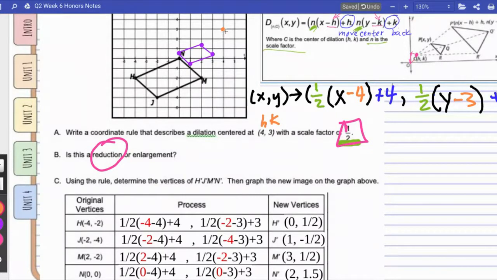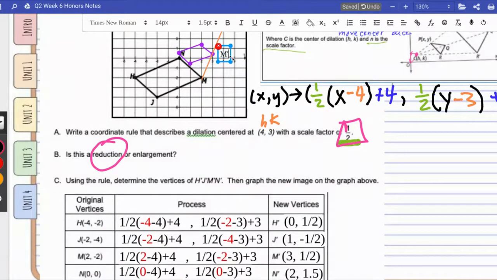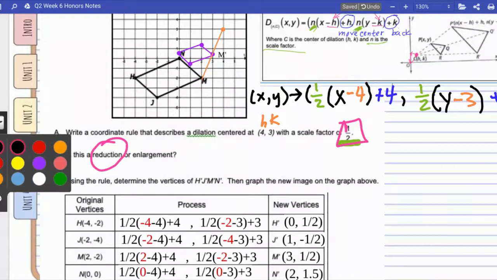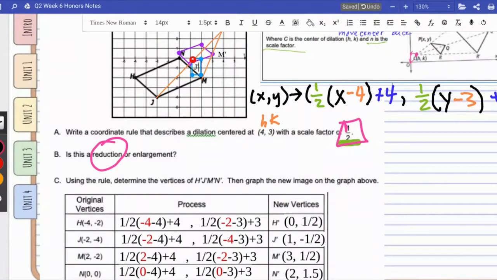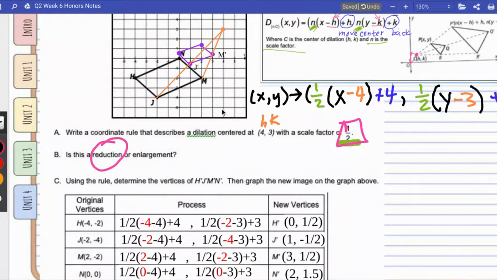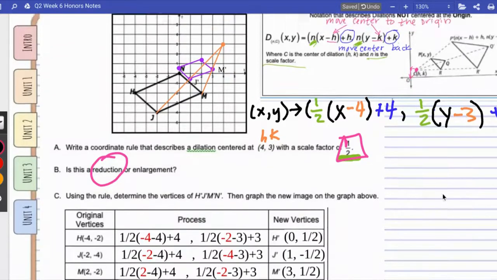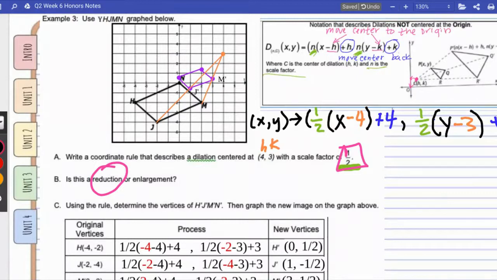If I connect a line from the center of dilation all the way to M, do you notice how M prime is halfway there? And if I draw a line from the center of dilation all the way to J, hopefully you can notice that J prime is half the distance, if you looked at the slopes like we did in example 1. And so on and so forth. I could do that for all of them. This is called a vanishing point. See how it moved towards the point of dilation, even though it shrunk? Even though the side lengths are half the size, it moved.